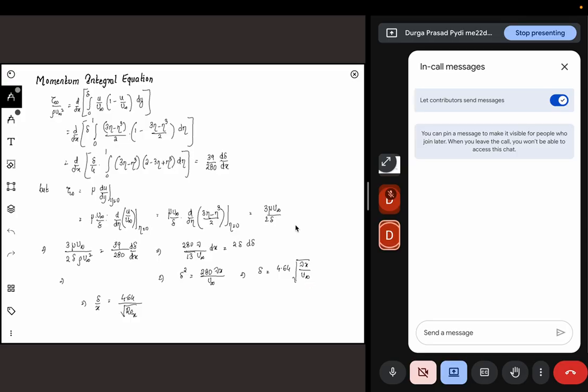If you recollect, when we were solving this using Blasius's equation, we were getting something like 5.2 here. So now instead of 5.2, we have a different value, 4.64. But the scaling again works. Delta by x is proportional to Rx to the power minus half.